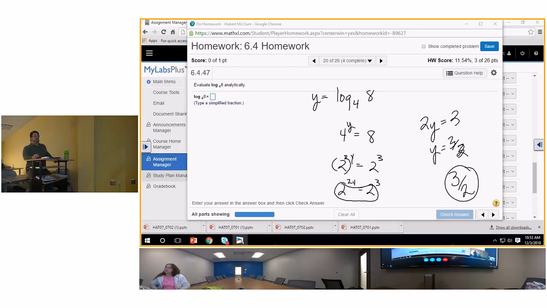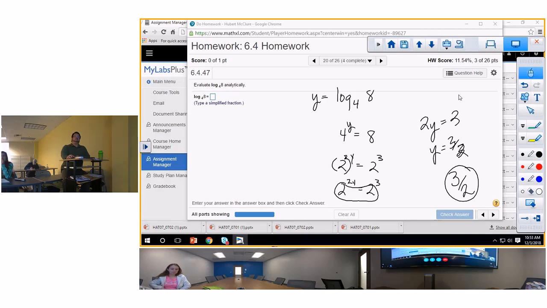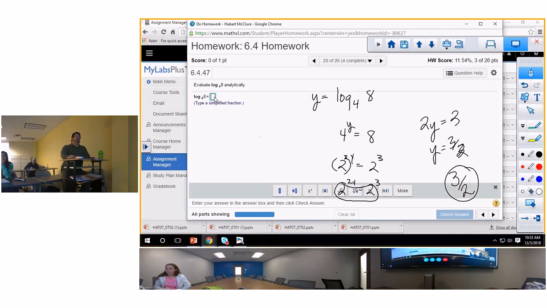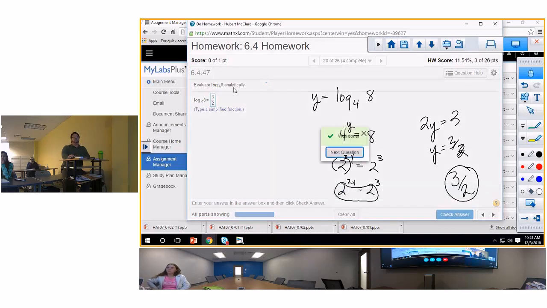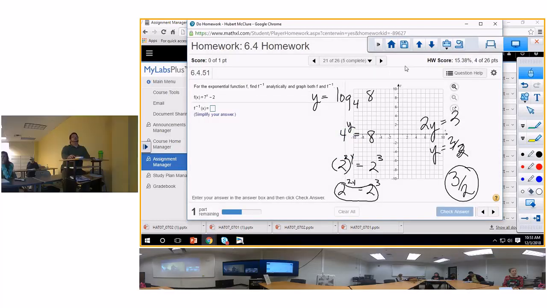And that's a test question because I want you to be able to do the definition of a logarithm anyhow. We'll type it in so I can feel good about myself. 3 halves or 2/3? 3 halves. Okay, so write that one down, 51.